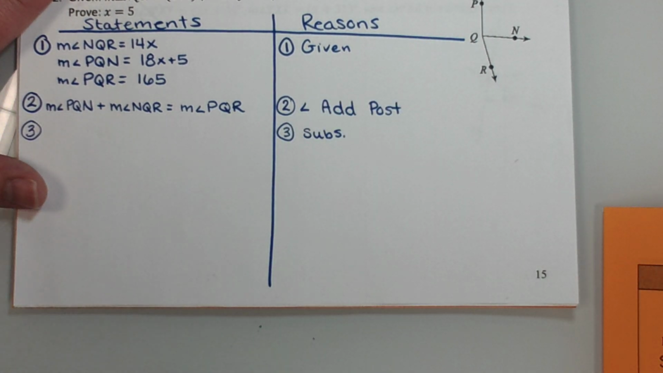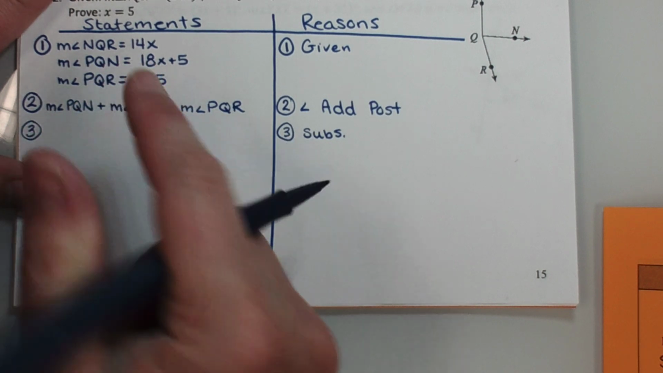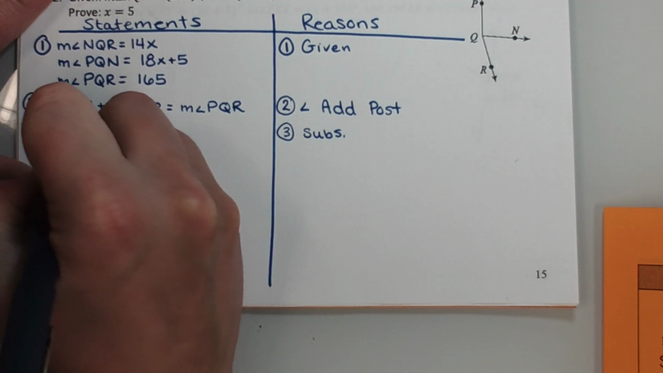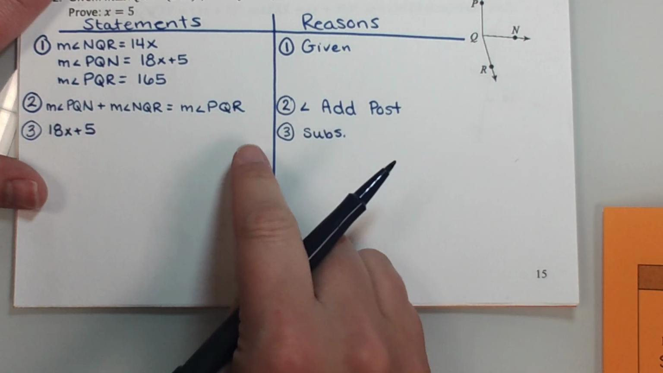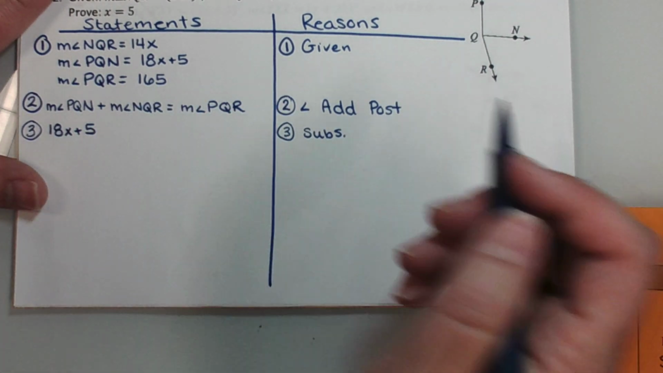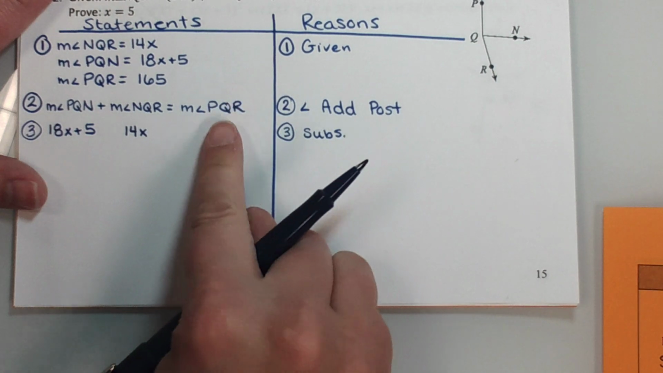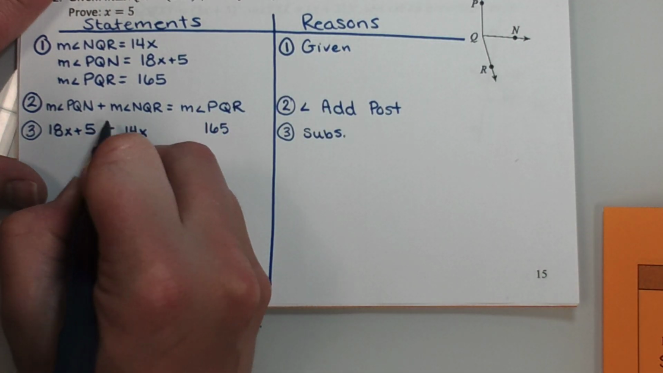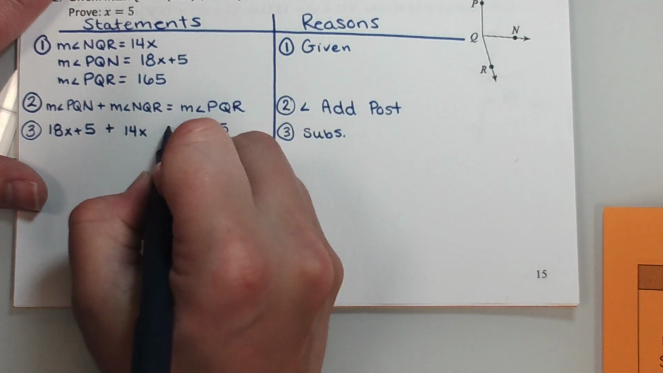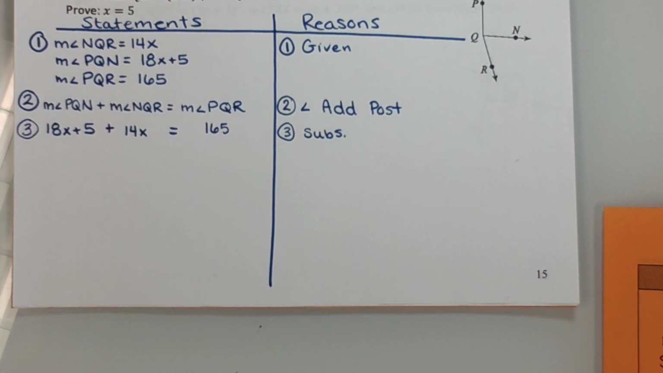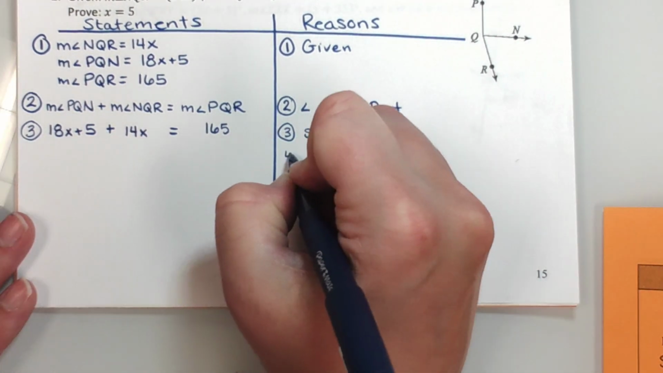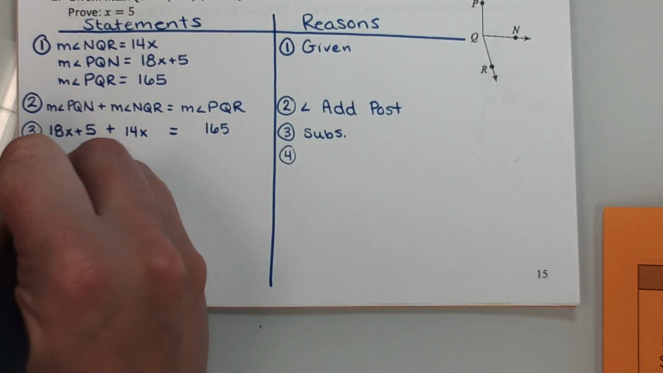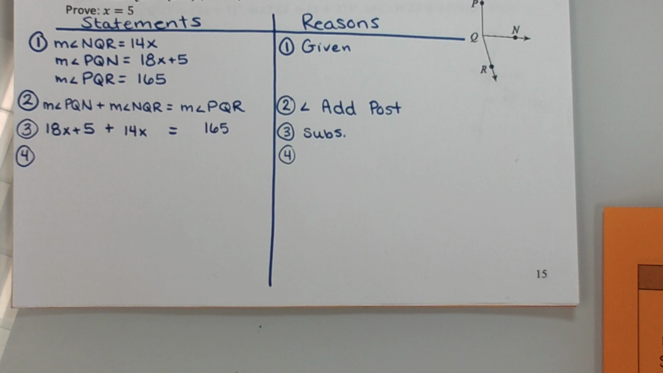Substitution happens a lot. Measure of angle PQN was the 18x plus 5. Make sure you're putting the correct one in the right spot. Measure of angle NQR was the 14x, and the measure of angle PQR was the 165. Don't forget to put the plus sign that was here and the equal sign that was there. At this point, yeah, I could go back to my 5 things, but I have zeroed out in my mind. Most of you are going to be like, I know what to do now. It's algebra. So that's what we're going to do.